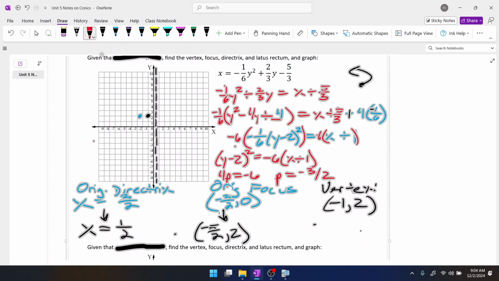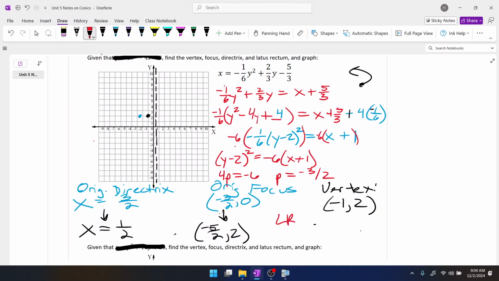And the next thing we need to do is find the length of the latus rectum, which is going to be the absolute value of 4 times -3/2, which is going to be 6. Now remember, the latus rectum is parallel to the directrix and it goes through the focus point. So the length of the latus rectum is going to be 6. Half of that is 3. And that's what we get here. And it's going to look something like this.